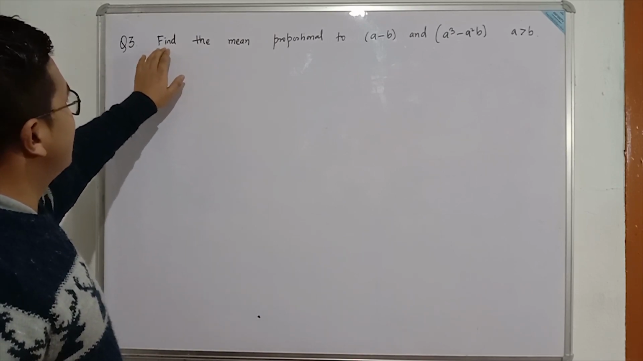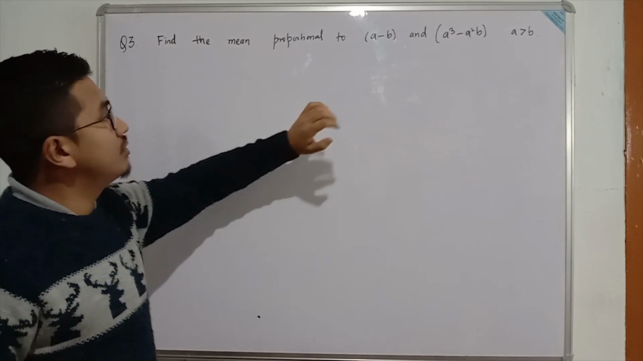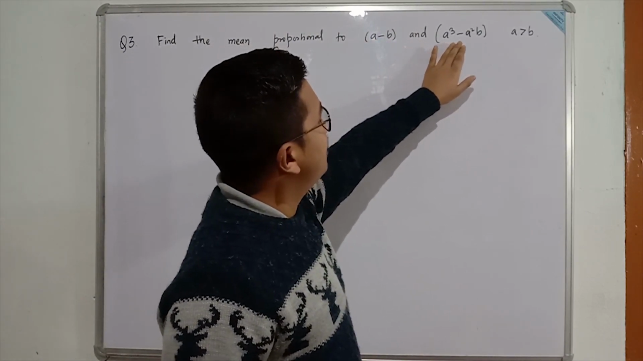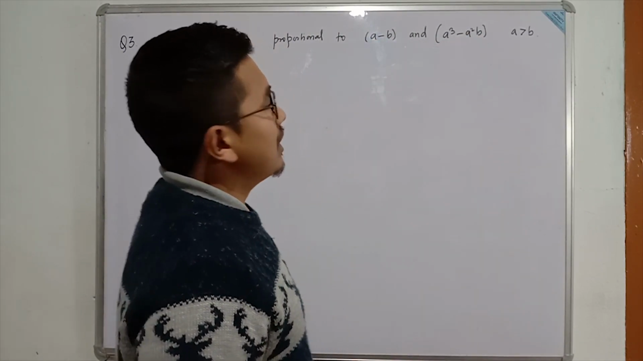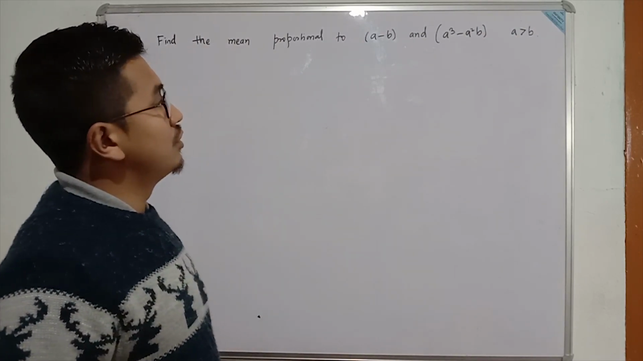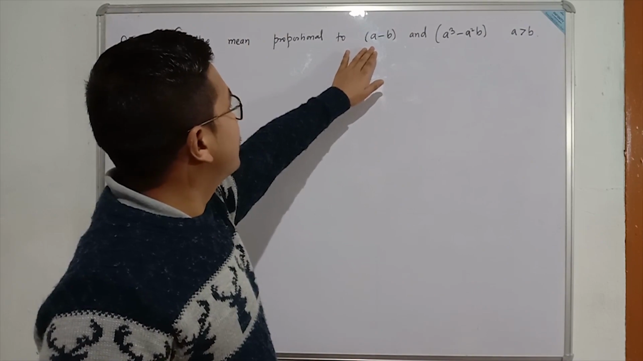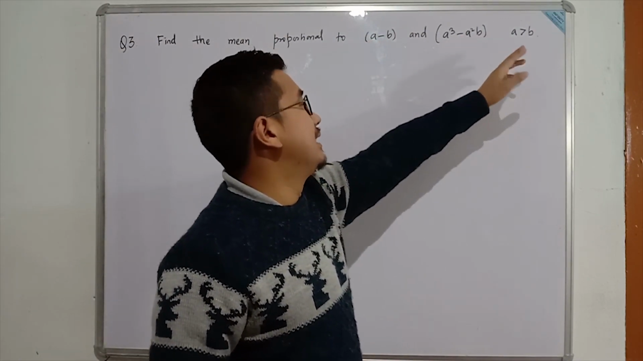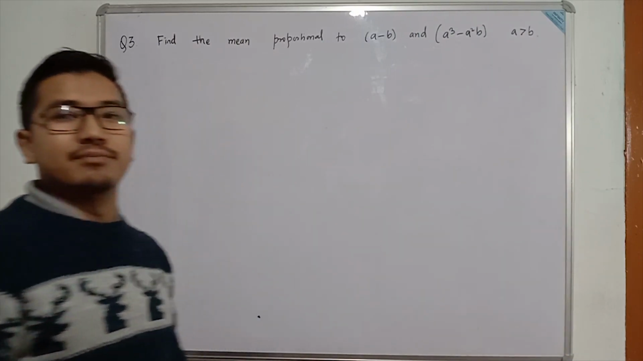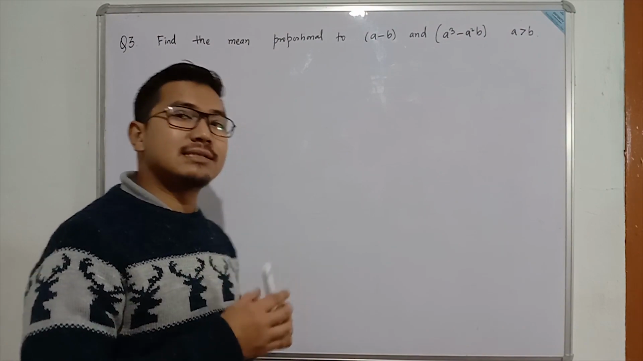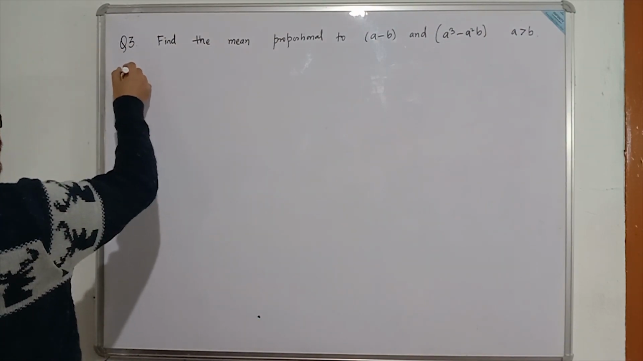The next question says, find the mean proportional to a minus b and a cube minus a square b. We need to find the mean proportional of the two numbers, a minus b and a cube minus a square b, and here it is given that a is greater than b. So here also we will start by saying the same thing, that let x be the mean proportional.